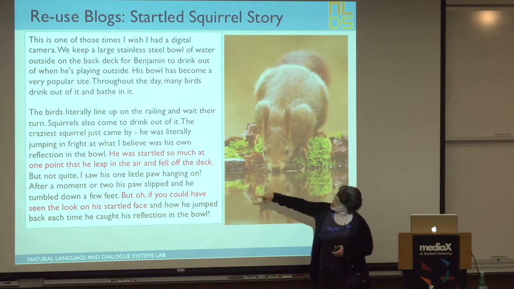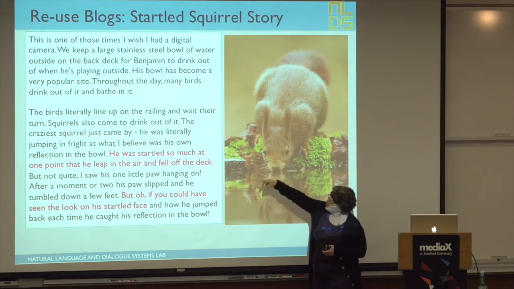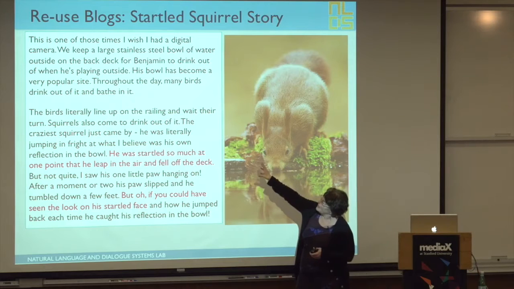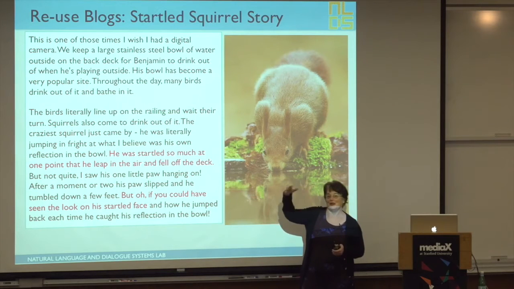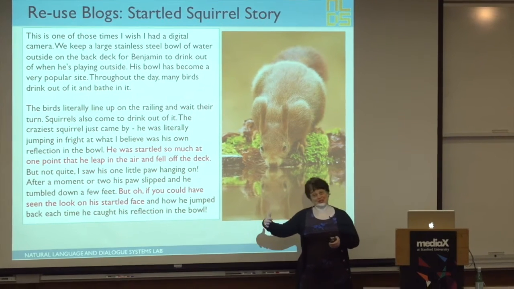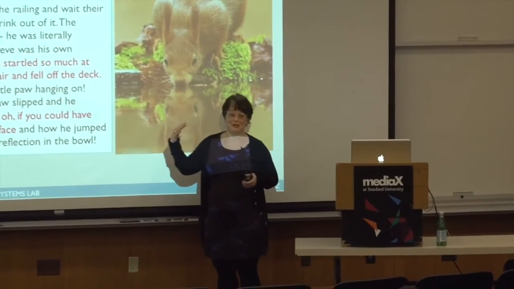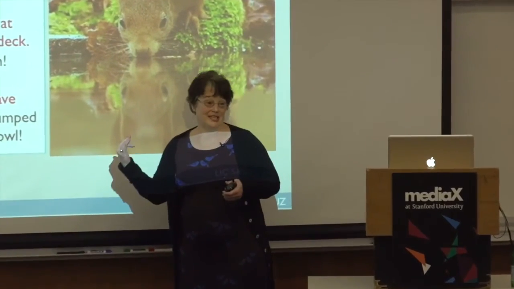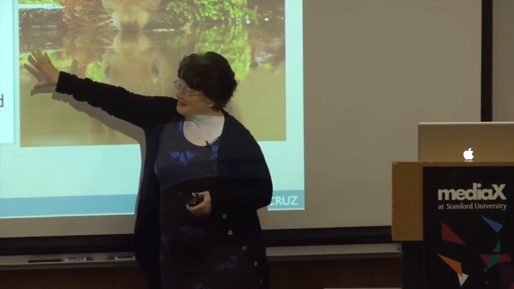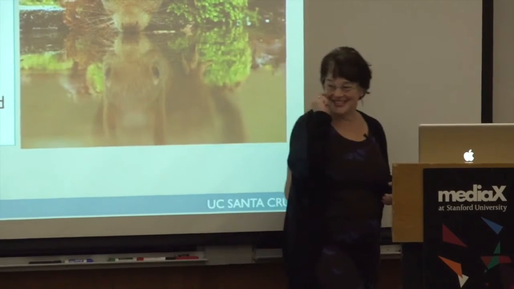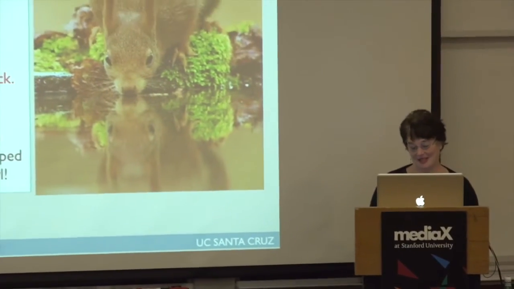And then we have this little segue. "The birds line up on the railing and wait their turn, and squirrels also come to drink out of it. The craziest squirrel just came by. He was literally jumping in fright at what I believe was his own reflection in the bowl." And then it goes on to tell this causal chain: the squirrel approaches the bowl, the squirrel sees its reflection in the bowl, the squirrel jumps, startled from seeing its reflection, and it falls off the deck. So that's the narrative arc that it's telling in this story.